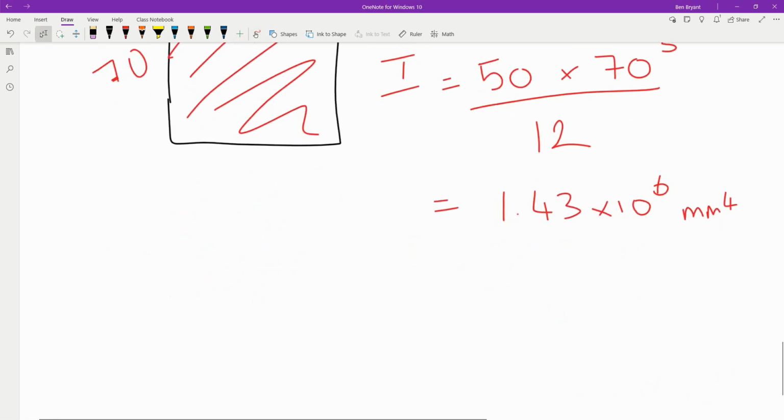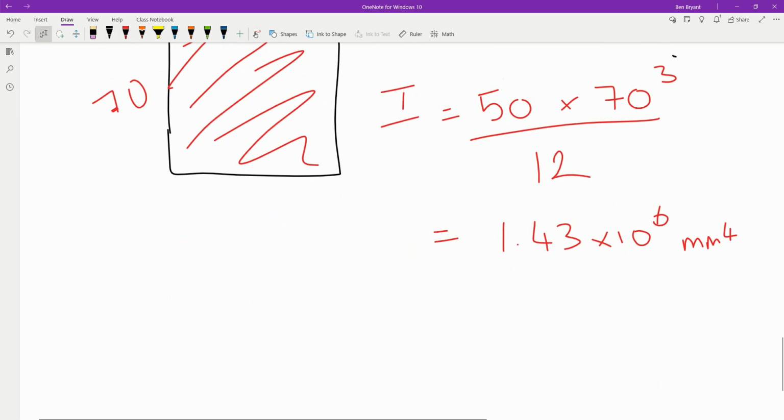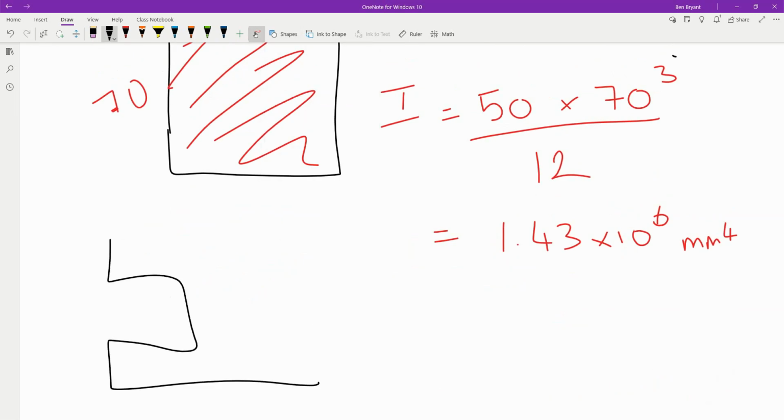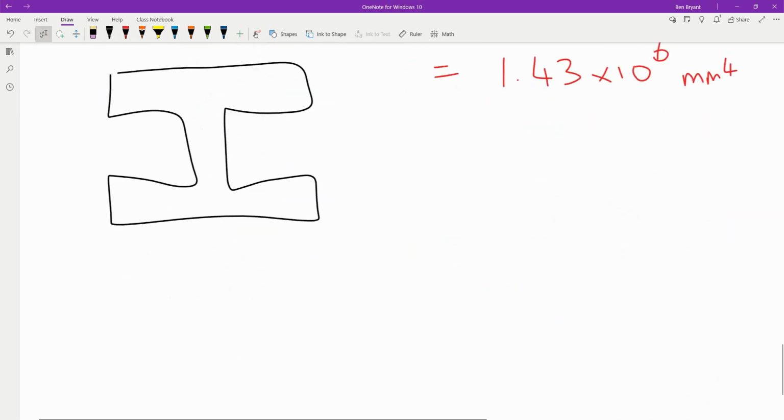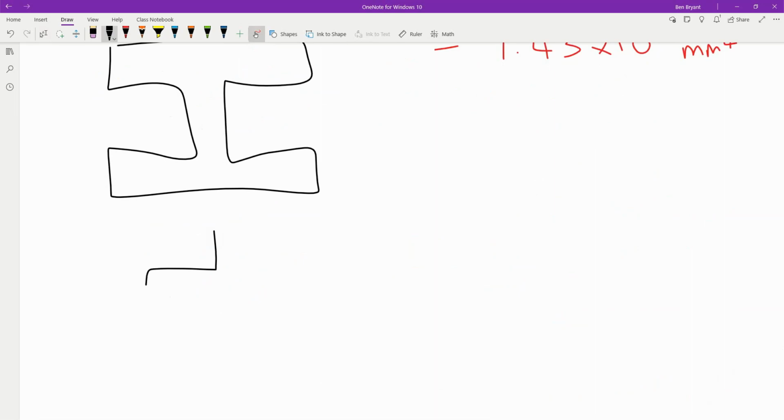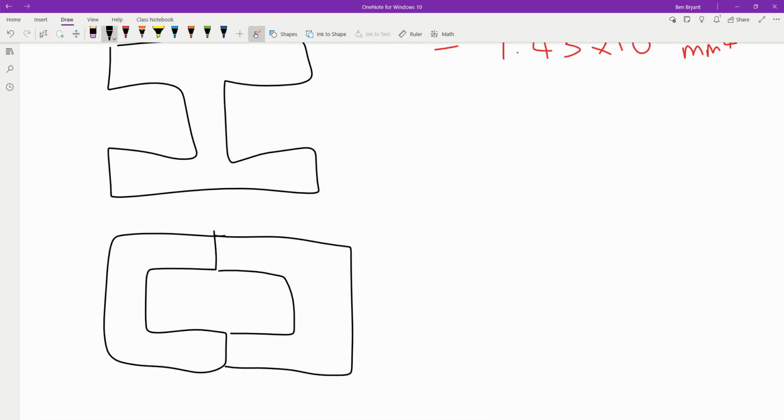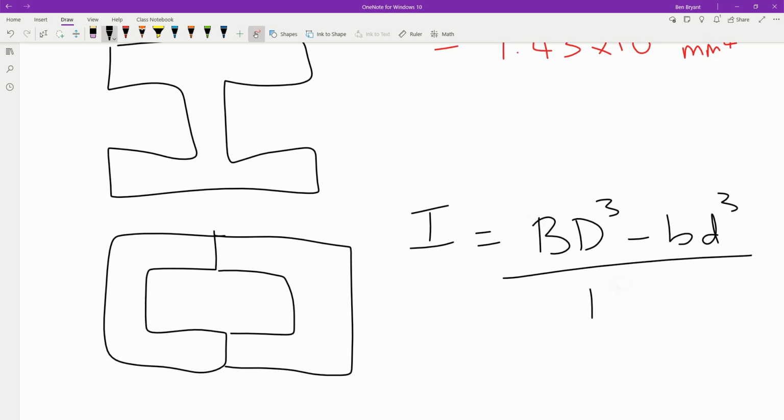But as we know, an I-beam isn't actually a perfect rectangle. So when you take an I-beam like so and you drop it in half, you kind of get the idea now: it's just a rectangle with a rectangle cutout. So what we can do is determine the second moment of area by doing the figure twice, so BD cubed minus BD cubed.